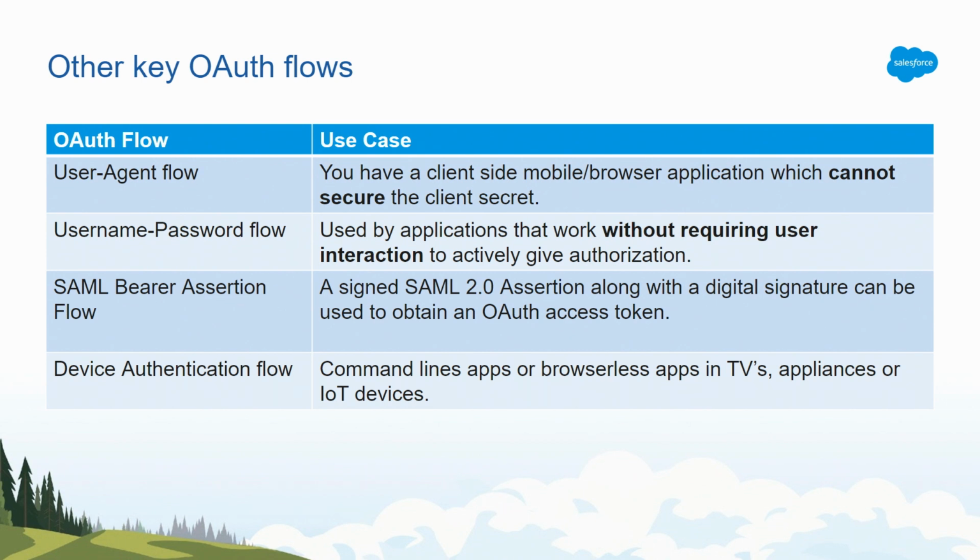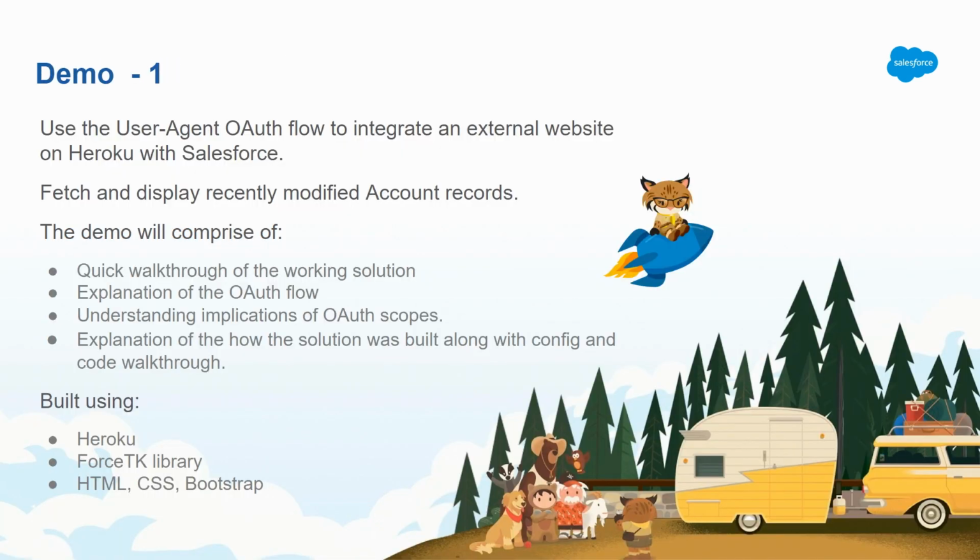A good example would be if you use Netflix on your PlayStation 4 or Xbox. When you first log in, it will give you a link and a code to go to a browser. And when you enter that, automatically you get logged into Netflix. So what's happening there behind the scenes is the device authentication flow. And Salesforce supports this flow as well. So these are the other key flows that we need to be aware of. So with that, we'll move on to our first demo.